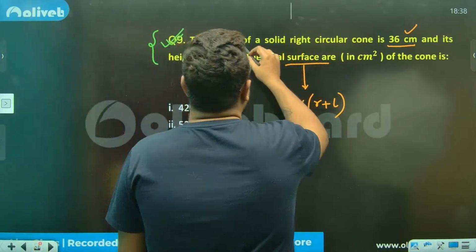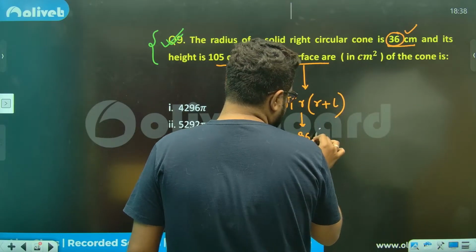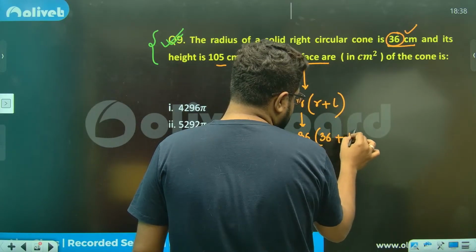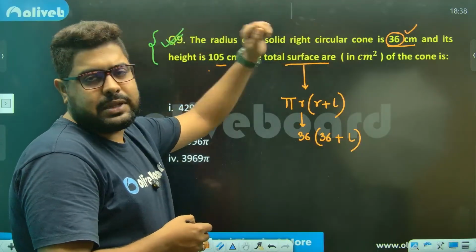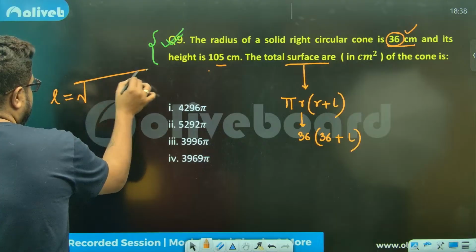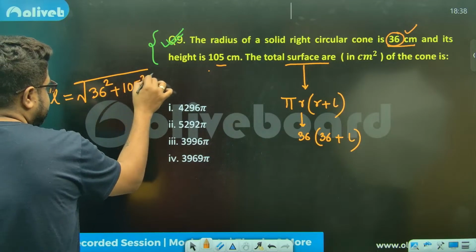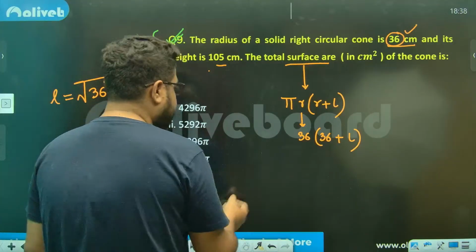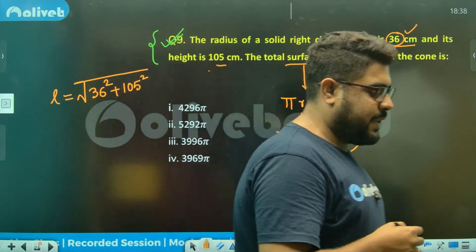R we know. Radius is 36. R is 36. But sir, L though I don't know. L, sir, height, I know. So L will be... Sir, you will say, how will this come? Pi they have kept as it is.